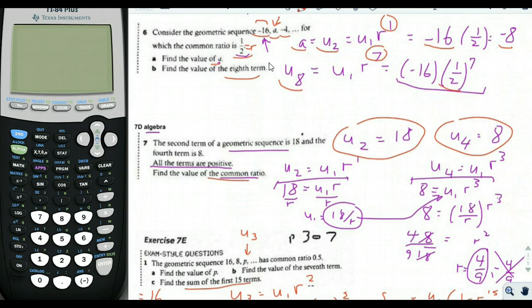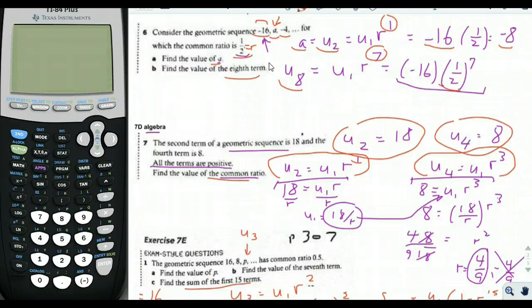Well, this isn't a very straightforward problem because they never gave us U1. We always have U1 before. So how do we do this? We're going to make 2 equations and 2 unknowns. One of the equations is going to be U2 equals U1 times R to the first. Why to the first? Because n minus 1 is 2 minus 1 equals 1. Okay, the other equation is going to be U4 equals U1 times R to the third. Why to the third? Because n is 4, 3 is n minus 1.